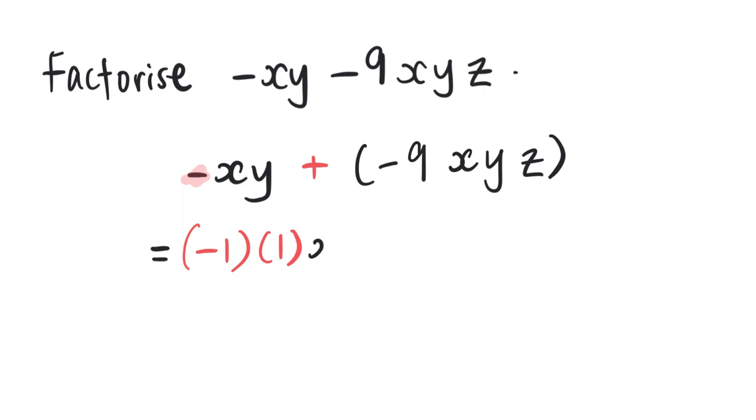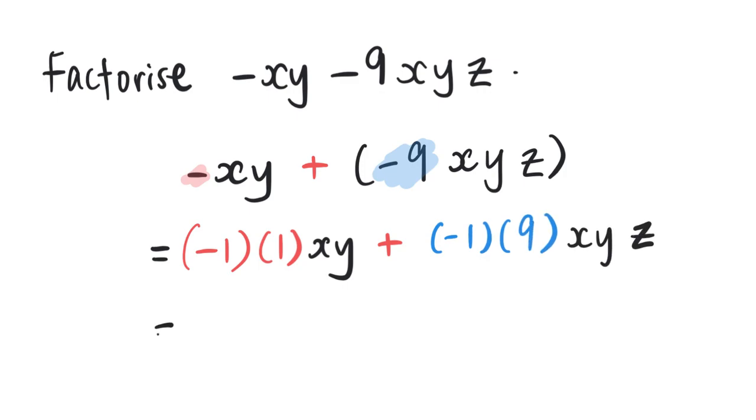Still have my xy. There's the plus sign down there. And do notice my negative 9. I will rewrite it as negative 1 times 9. And why does Mr. Tan do that? It's because this will allow me to identify the common factors.